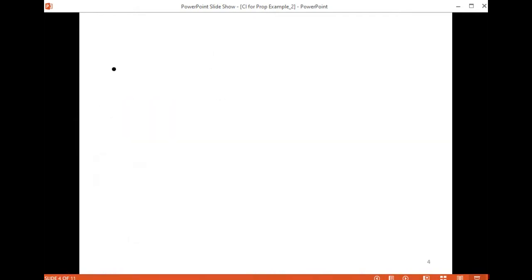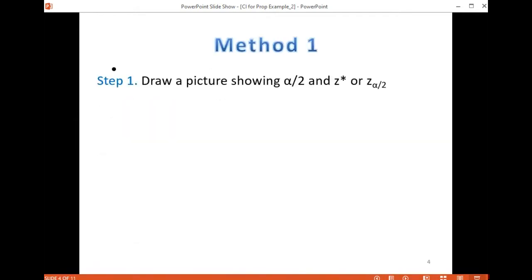So the first step is to draw a picture. And in that picture, what you would do is show alpha over 2 and z R, or what we refer to as z alpha over 2. Z alpha over 2 is simply the z value corresponding to the point at which the area to the right is alpha over 2. So let's see what that looks like in the picture.